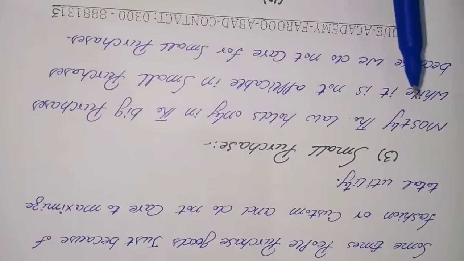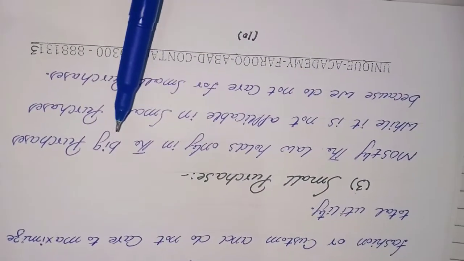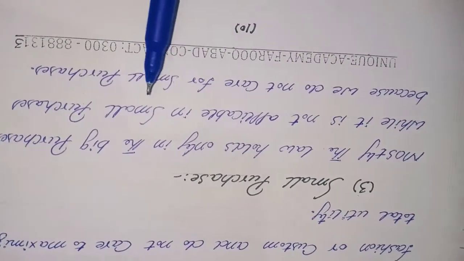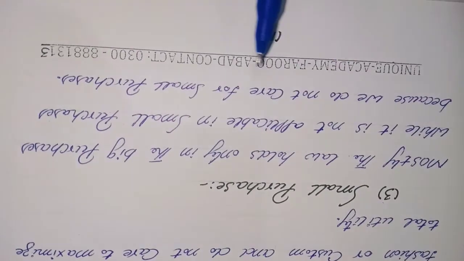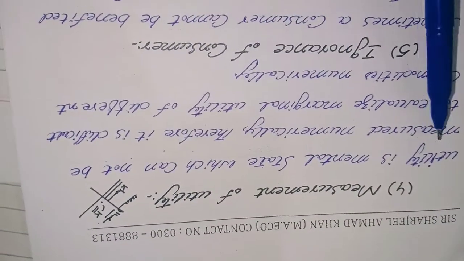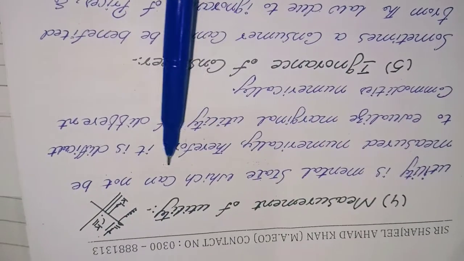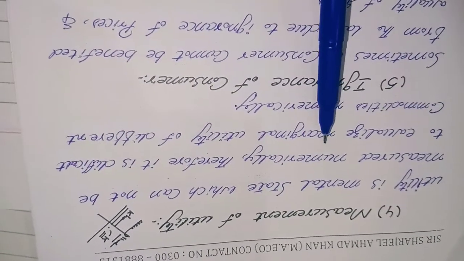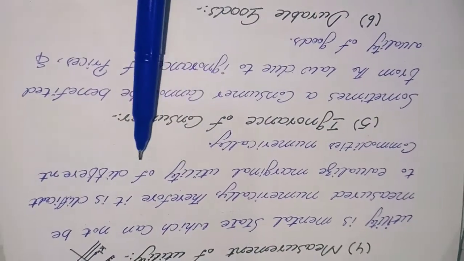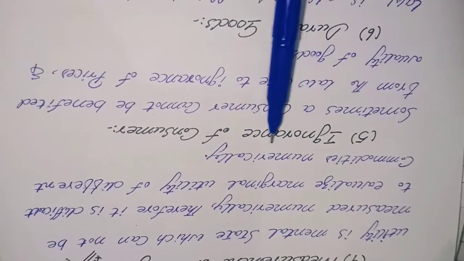Number 3, small purchases. Mostly the law holds only in big purchases, while it is not applicable in small purchases because we do not care for small purchases. Number 4, measurement of utility. Utility is a mental state which cannot be measured numerically. Therefore, it is difficult to equalize marginal utility of different commodities numerically.